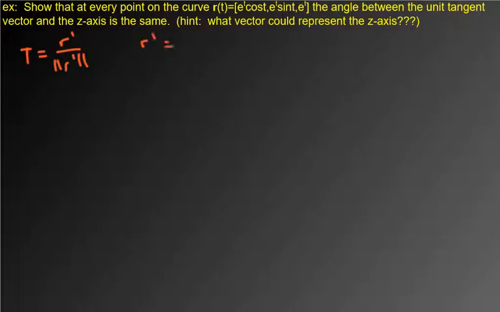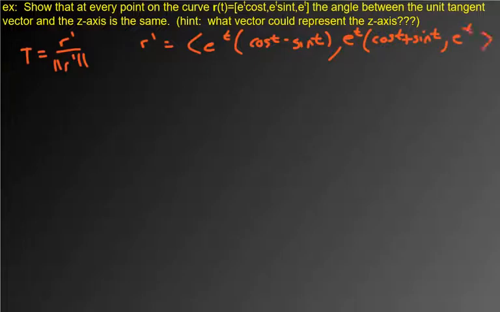So we're going to need r prime, which basically you'd have to do a product rule here. So you have e to the t times cosine t, so you'd have to do a product rule there and a product rule also here. If you do the product rule out, you're going to get e to the t times cos t minus sine t. And then the product rule in the second one is going to be e to the t times cos t plus sine t. And then the derivative of e to the t is just e to the t.